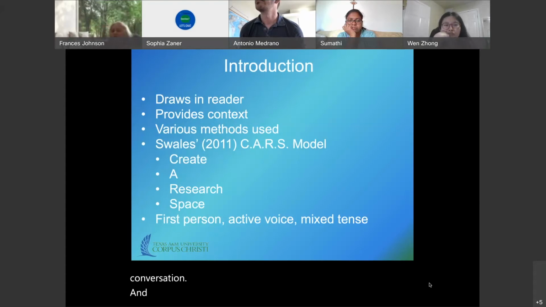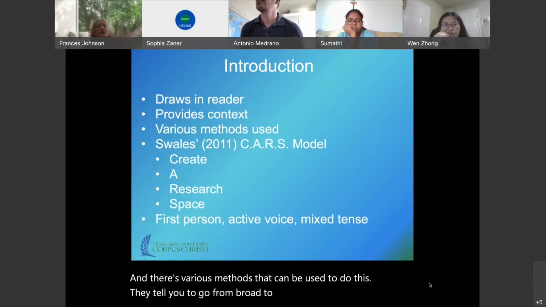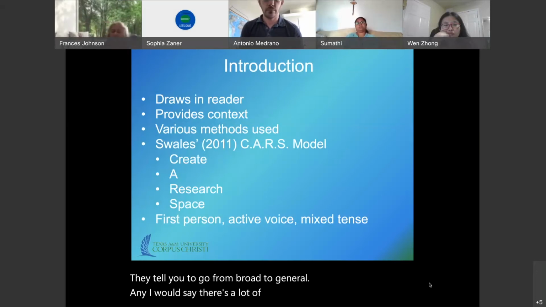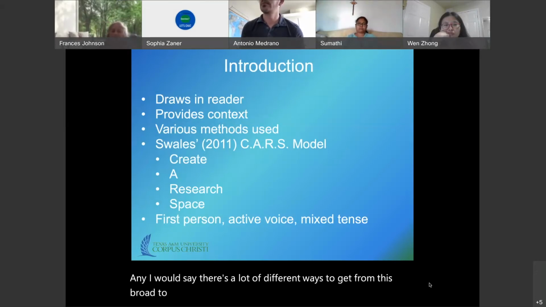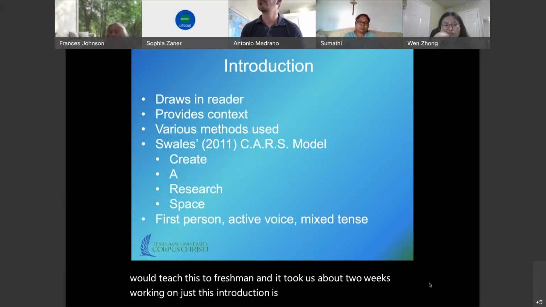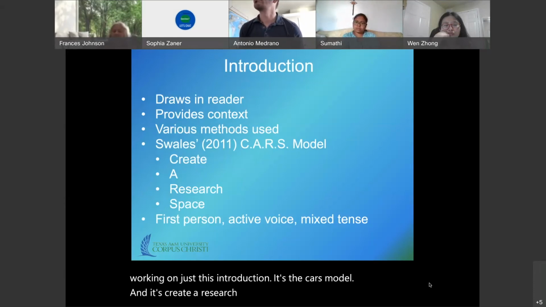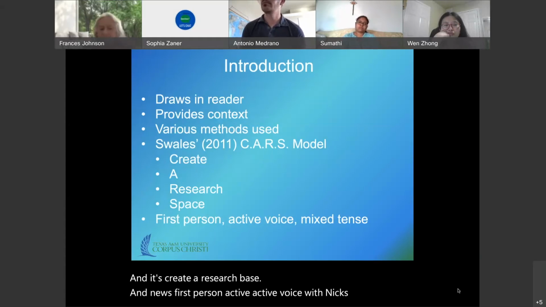And there's various methods that can be used to do this. They tell you to go from broad to general, I would say there's a lot of different ways to go from this broad to general. The one that I would teach my students, and I would teach this to freshmen, and it took us about 2 weeks working on just this introduction, is the CARS model. And it's create a research space and use first person, active voice with mixed verb tense.